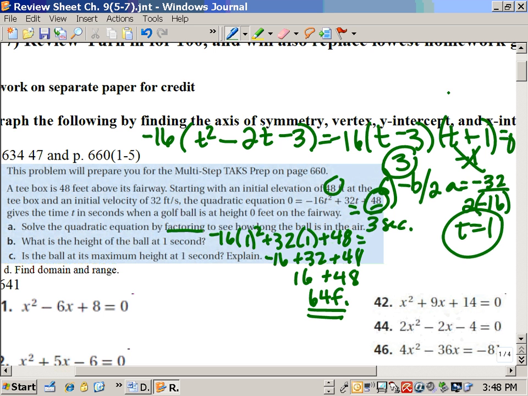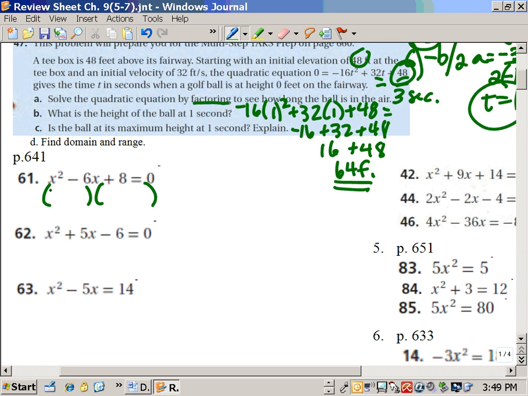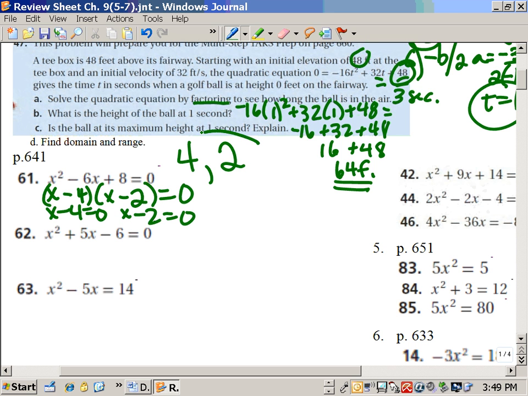All right, let's get busy with the next few problems. I'm going to do 61 now. I have a choice of either factoring or using the square root property. However, I see that all of these have an a, a b, and a c, which means I'm going to have to factor. Multiplying to give me 8 and adding to give me 6 will be 4 times 2. Both of my factors are going to be negative, equals 0. And then I have x minus 4 equals 0. That answer will give me a 4. And x minus 2 equals 0. That answer will give me a 2. So 4 and 2 are the x and y intercepts.